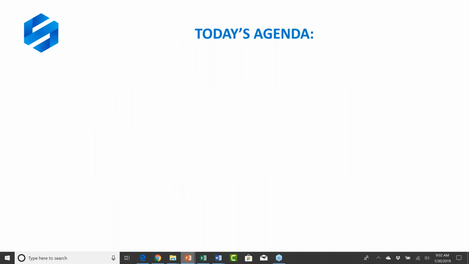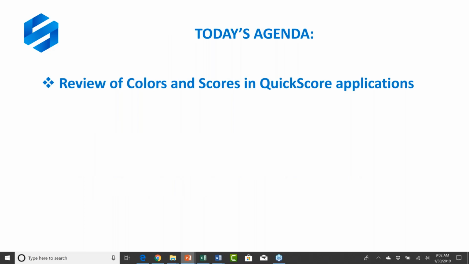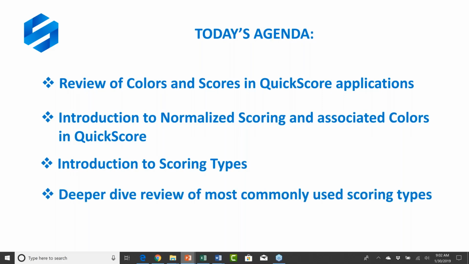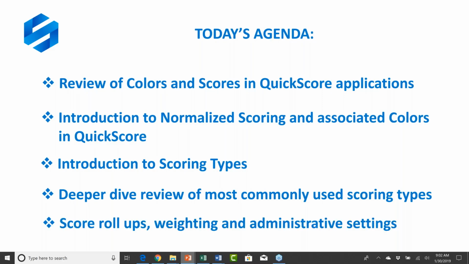Today's agenda. What are we going to cover today? We're going to start with a review of colors and scores in the QuickScore solution and in the various applications throughout QuickScore. Then we'll move into an introduction to the concept of normalized scoring and associated colors in QuickScore. And we'll introduce you to a variety of different scoring types available to you in QuickScore. We'll then take a few minutes to get into a deeper dive review of some of the most commonly used scoring types. And lastly, we'll discuss score roll-ups, the impact of weighting, and we'll address some administrative settings around scoring that we believe you should be aware of.